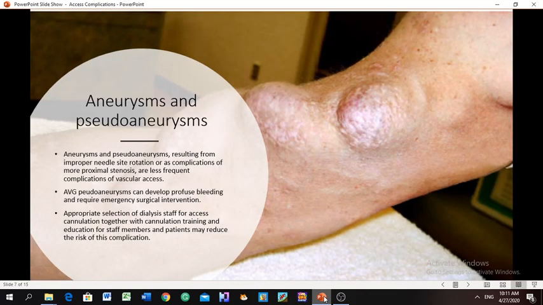Aneurysms and pseudoaneurysms, resulting from improper needle site rotation or as a complication of more proximal stenosis, are less frequent complications of vascular access. Arteriovenous graft pseudoaneurysm can develop profuse bleeding and require emergency surgical intervention. Appropriate selection of dialysis staff for access cannulation, together with cannulation training and education for staff members and patients, may reduce the risk of this complication.